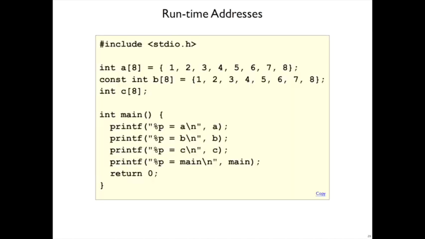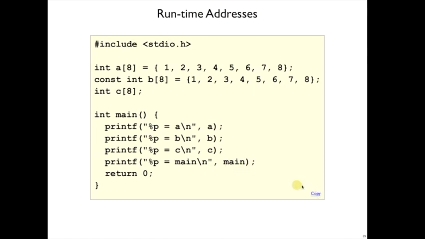Let's look at a concrete example. So here I've got a program that has an initialized array A, a read-only array B, and an uninitialized array C. We're going to print the addresses of A, B, C, and also print the address of main, and see how that relates to what the ELF file had.